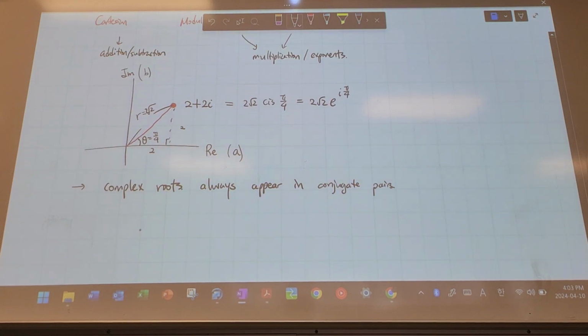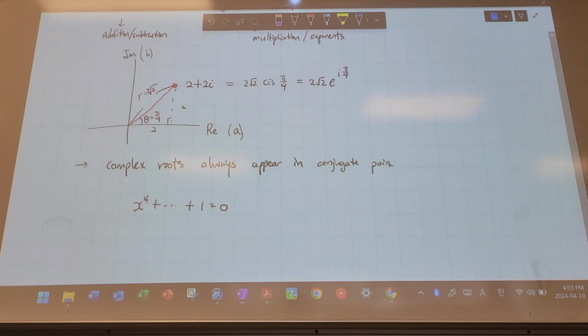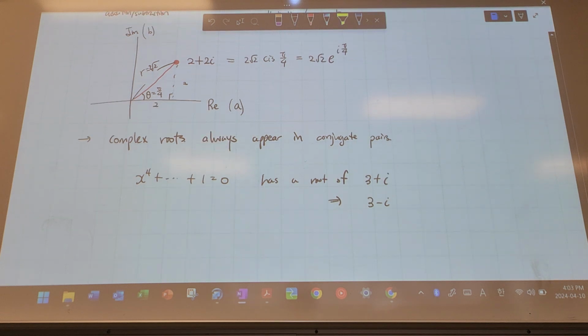For example, let's say we have a weird equation, x to the power 4 plus ... plus 1 equals 0, that has a root of 3 plus i. Then it means that we also have 3 minus i as a root, because they always appear in conjugate pairs. When you multiply them, it becomes real. When you add them, it also becomes real.